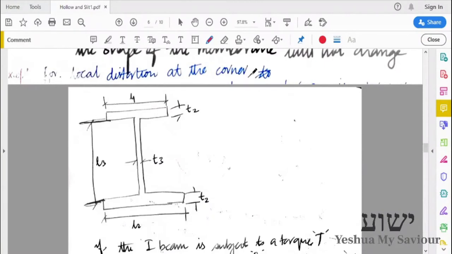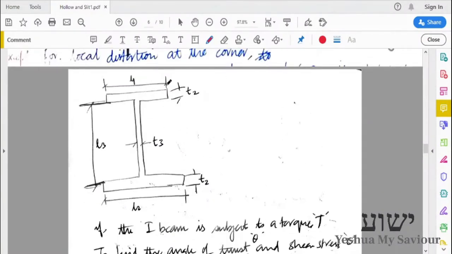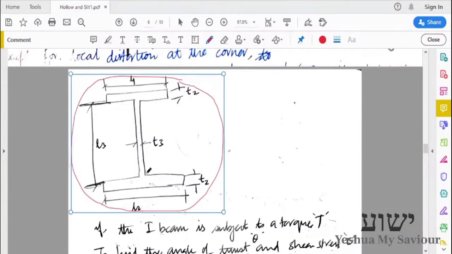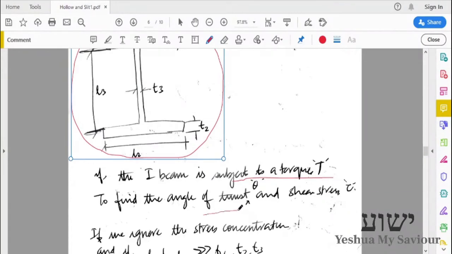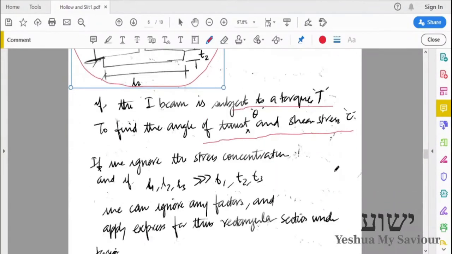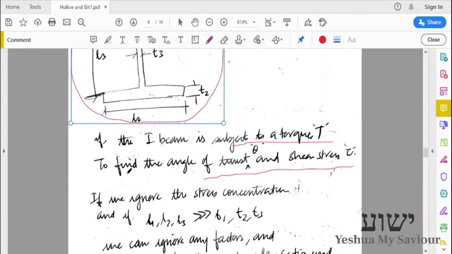So, for example, if we have an I beam here, I have just marked some letters: the lengths of the flanges are L1, L2, the length of the web is L3, the thicknesses of the flanges are T1, T2, and the thickness of the web is T3. Suppose it is subject to a torque T, and we have to find the angle of twist per unit length and the shear stress tau.